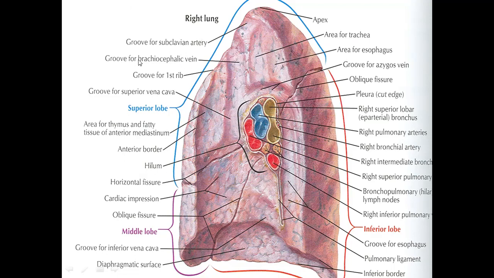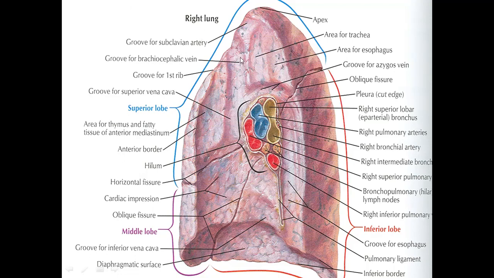Next to it, you can see this is a groove for the brachiocephalic vein. You can see here this is the azygos vein groove, an impression due to the azygos vein. These two veins join together to form the superior vena cava. So this is the groove for the superior vena cava. You can see the brachiocephalic vein here. You can see the impression for the azygos vein. This is for the trachea, this is for the esophagus. Right? And this is the brachiocephalic vein, already we have seen. This groove is for the subclavian artery.